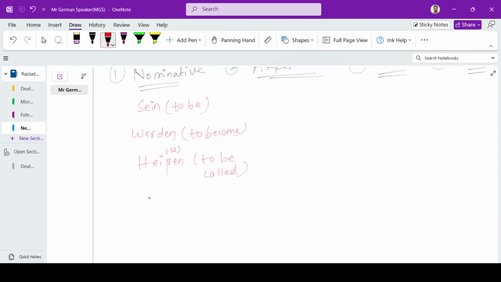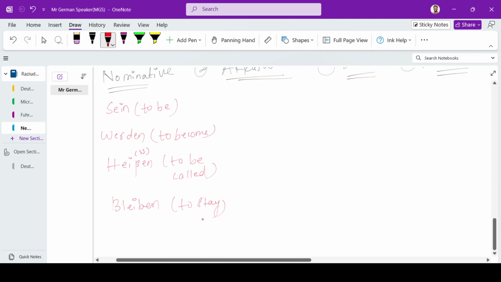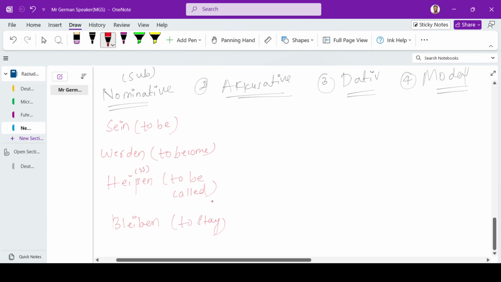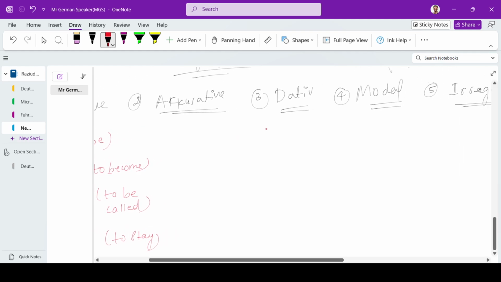Then comes bleiben, to stay. So sein, werden, heißen, und bleiben. So these are the four nominative verbs you need to remember. So whenever you use these verbs, then you have to imagine that it's of category nominative. Let's come to the dative.